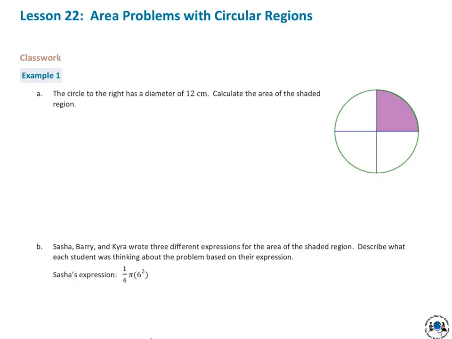So the first problem is this one right here. It says the circle to the right has a diameter of 12 centimeters. Calculate the area of the shaded region. I have been instructed via my instructions to allow you to struggle through this question. So you may not have to struggle, but you may.